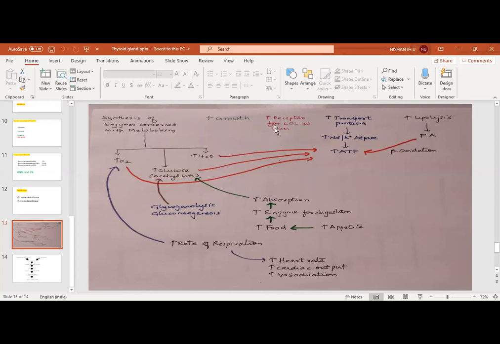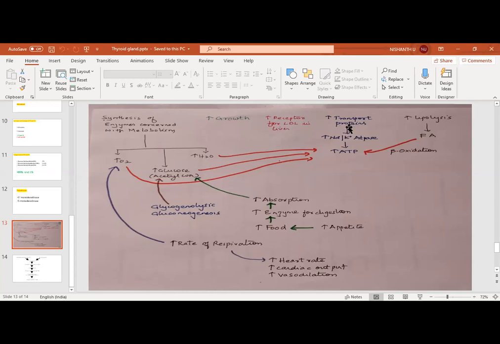And third one, it promotes the receptors for LDL in the liver. That means low density lipoproteins will be present in the blood circulation, and T3, T4 will promote the synthesis of receptors in the liver for LDL. Once the receptor content in the liver increases for LDL, automatically the LDL will start to move from the blood circulation into the liver, and then it will bind to the receptor. Thereby, it will undergo metabolism or breakdown. So this is one method by which the LDL can be metabolized.